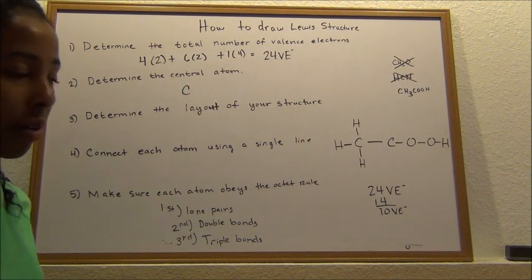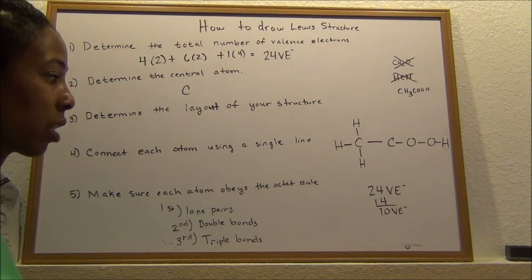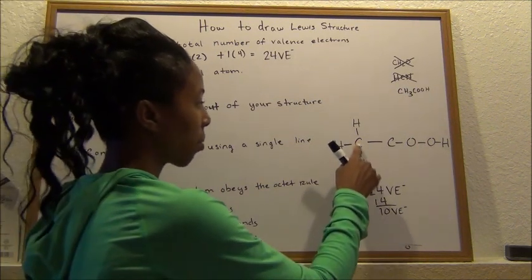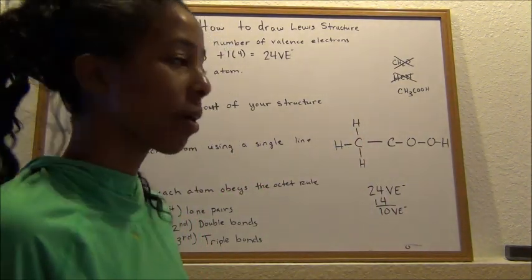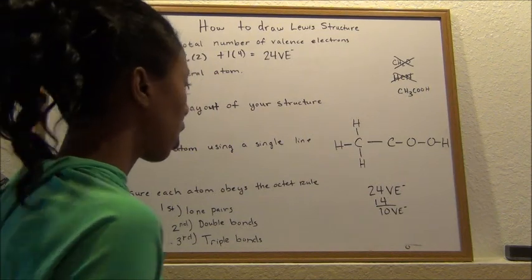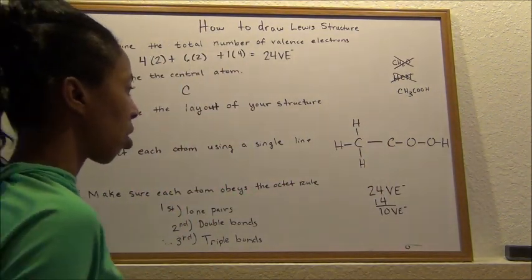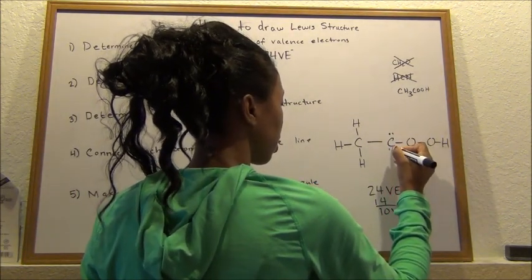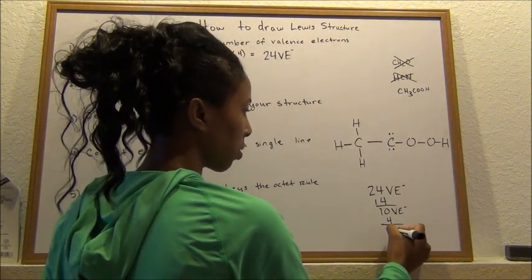So now I need to go in and make sure that everything obeys the octet rule, but first by using lone pairs of electrons. So if I take a look at carbon, carbon has 2, 4, 6, 8 electrons around it, so it obeys the octet rule. This carbon has 2, 4 electrons around it, so I need 6, 8. So I've used up 4 extra electrons, so that leaves me with 6.